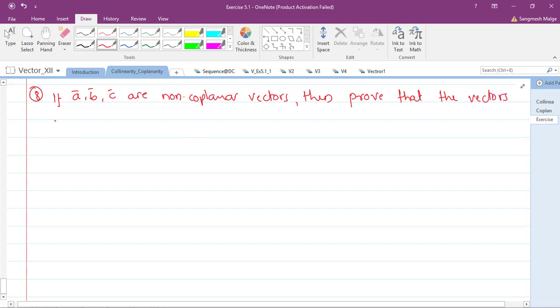2A bar minus 4B bar plus 4C bar, A bar minus 2B bar plus 4C bar, and minus A bar plus 2B bar plus 4C bar are collinear.